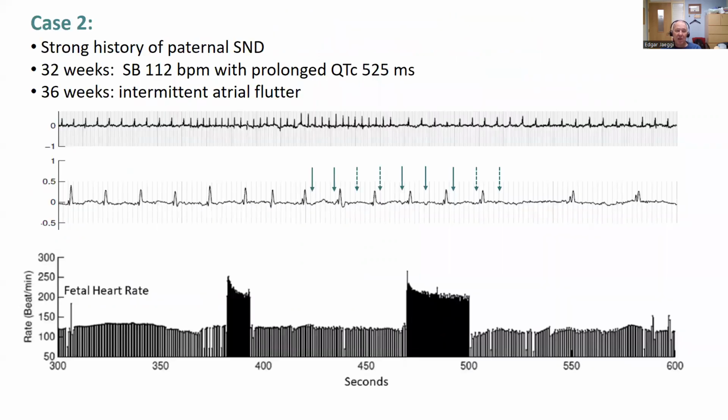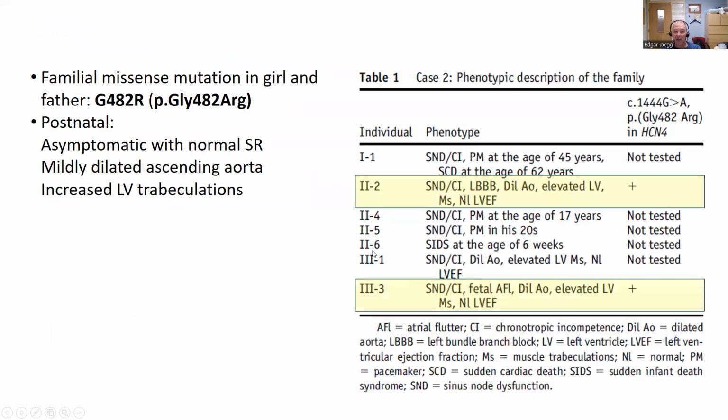The second patient has, however, a strong history of paternal sinus node disease, was diagnosed at 32 weeks with sinus bradycardia of 112, and this is a fetal MCG with a prolonged QT, and had episodes not only of sinus bradycardia, but also of atrial flutter. In this patient, this G482R mutation was also found, as well as in her father.